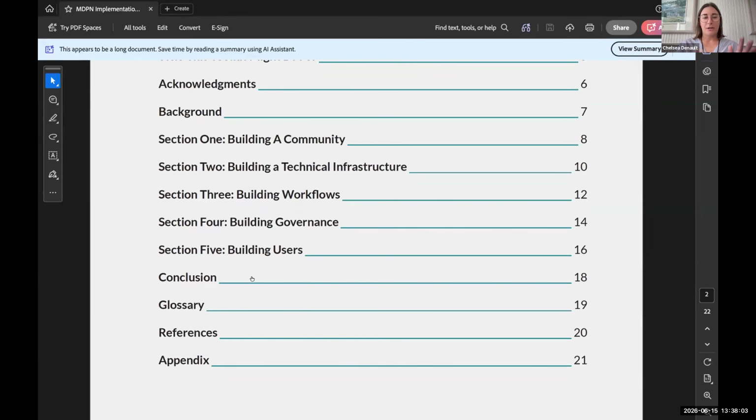So, like I said, it's broken down into 5 resource sections. First is how to build a community. Second is building out a technical infrastructure. Third is building the workflows to get content from members to the MDPN, to our shared preservation service. The fourth is building governance, and then fifth, building users. That section focuses on education and documentation.